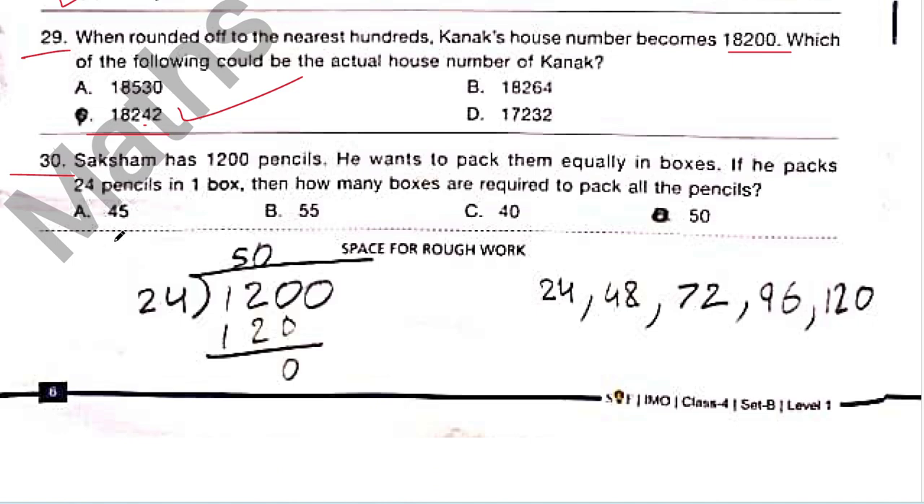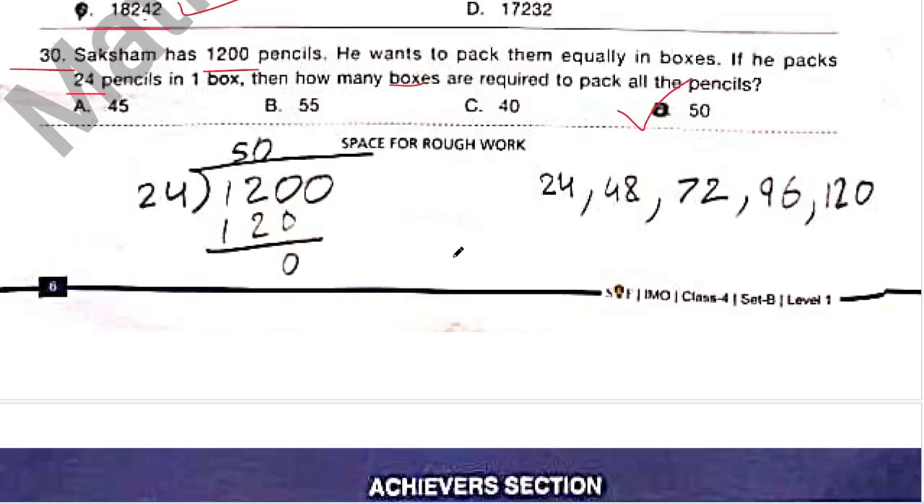Then question 30: Saksham has 1200 pencils. He wants to pack them equally in boxes. If he packs 24 pencils in one box, how many boxes are needed to pack all the pencils? So there are 24 pencils in one box. Total 1200 pencils are there. So how many boxes are needed? We have to divide 1200 by 24. When we divide it, we'll get 50, which is option D here.